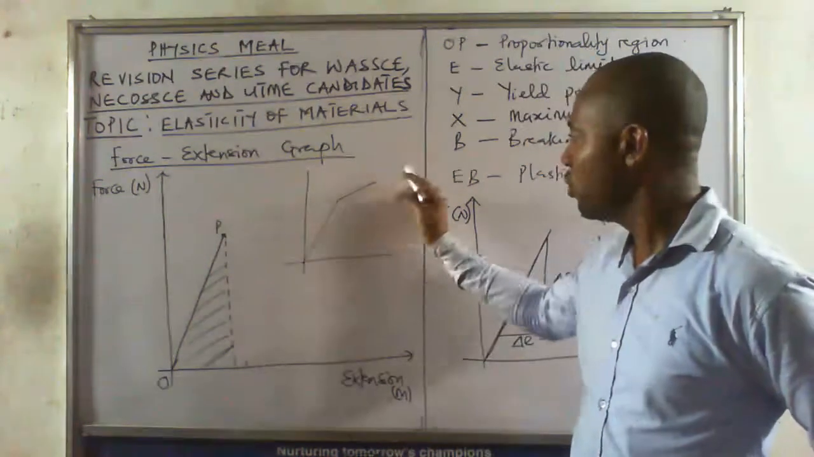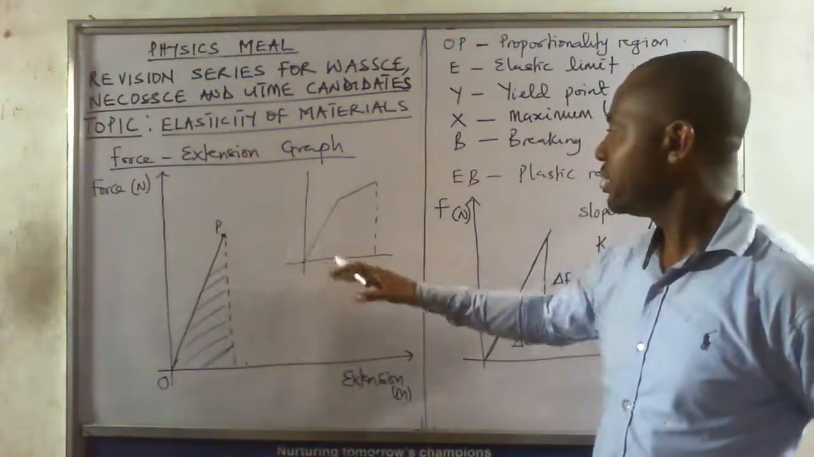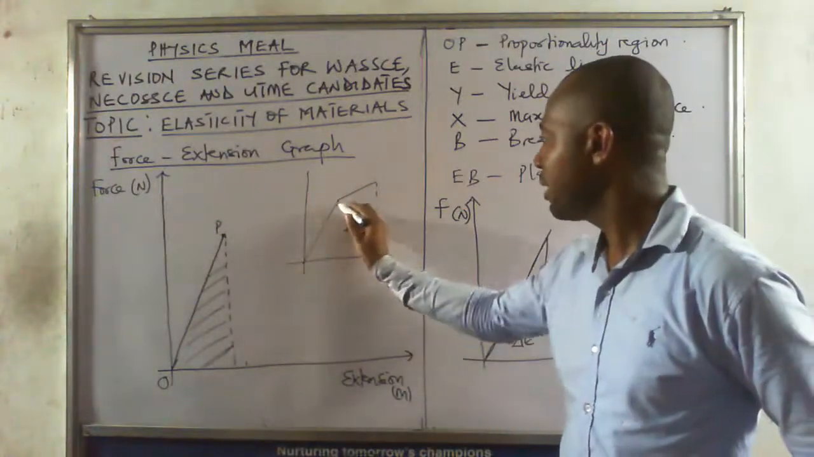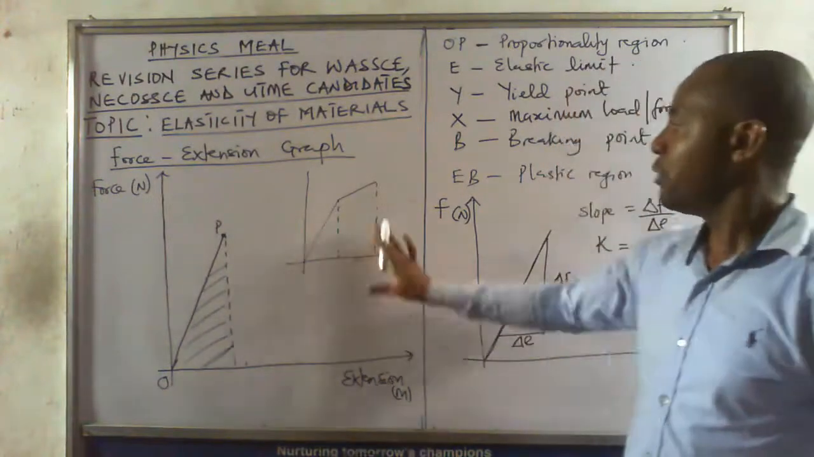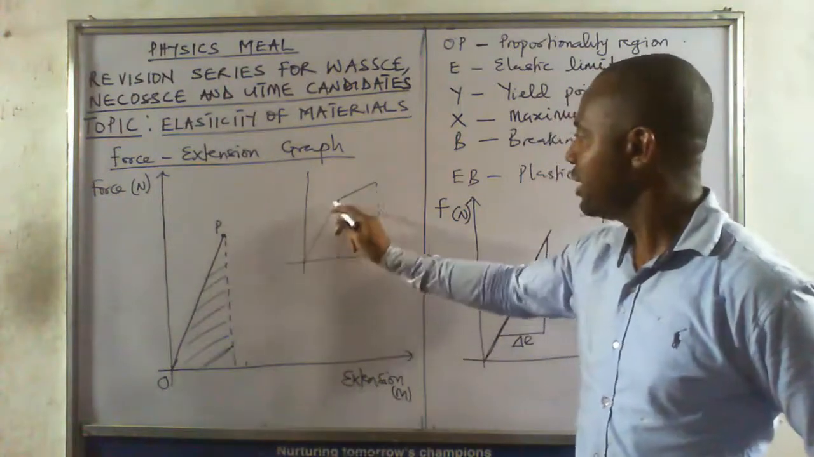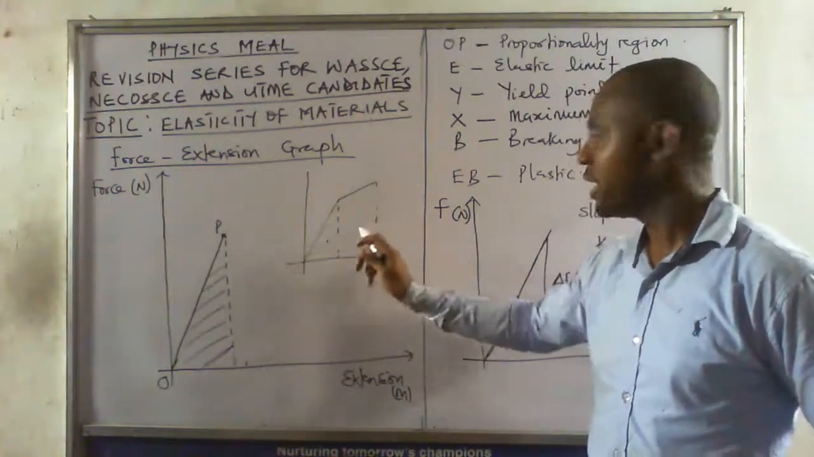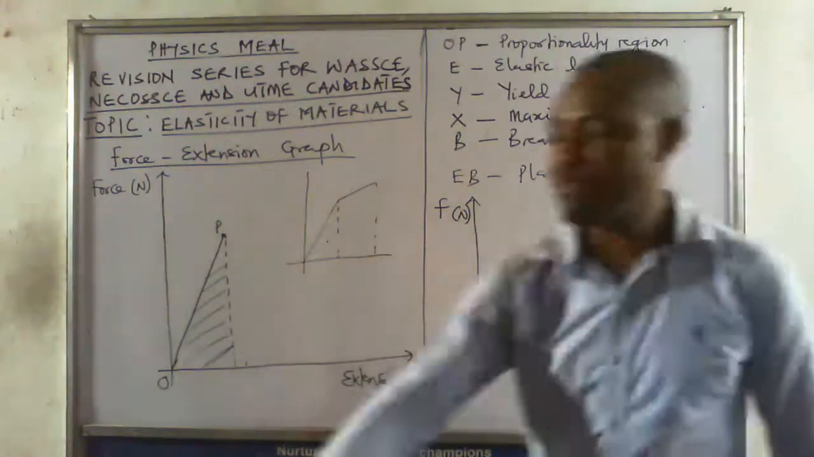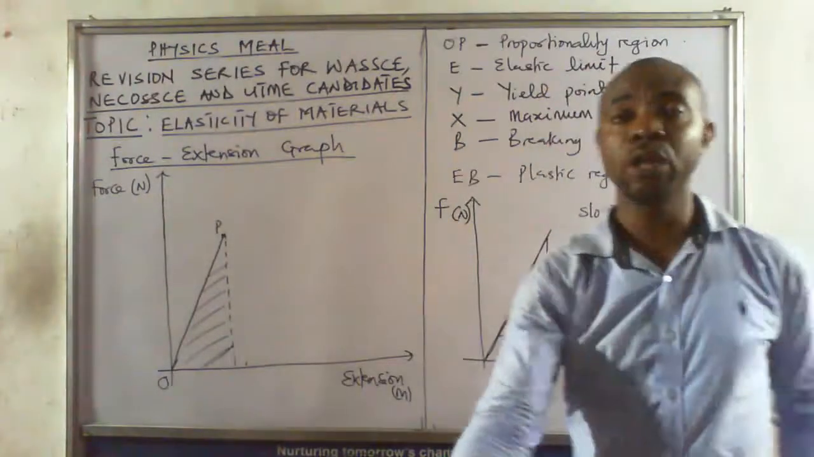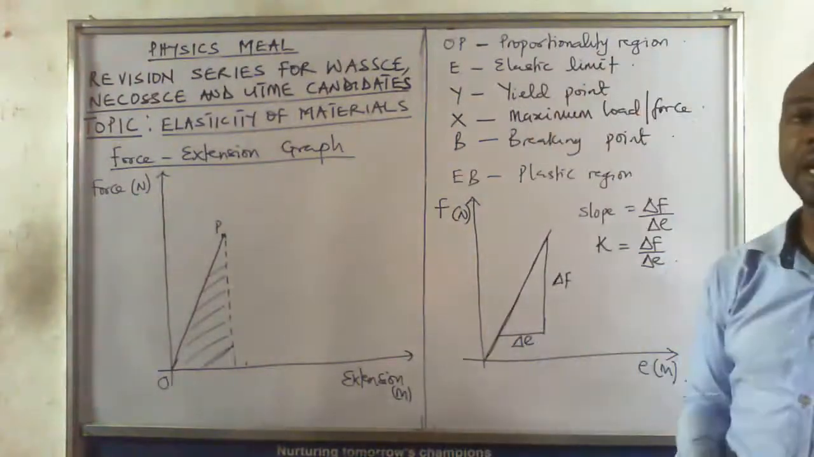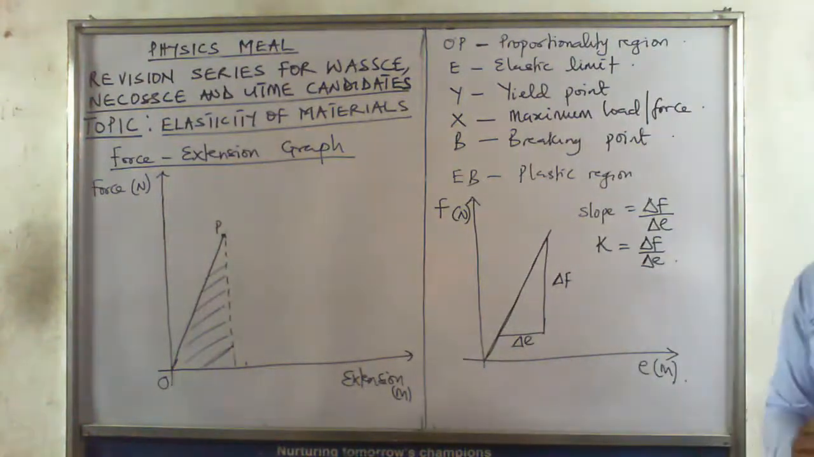So this is the whole area. This now looks as if it's a trapezium or something. I can break it up here. This one is a triangle, this one is a trapezium. Now the work done in extending the whole of the graph is going to be the area of this and the area of this. So the area under the force-extension graph will give us what we call the work done in an elastic material, or the energy stored in an elastic material.